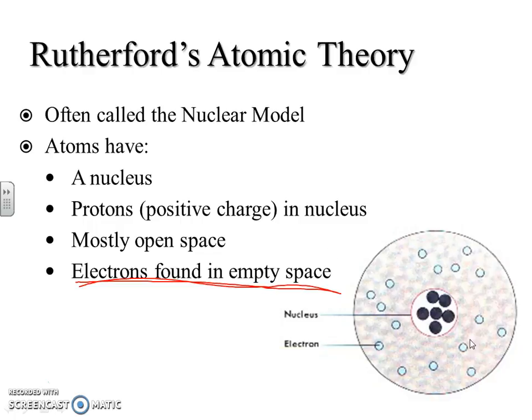His atom, if you were to just kind of draw it with your pencil, would kind of look like this, where you have a positive nucleus in the center with protons, and then you have your electrons that are kind of floating around here, but the area in between the electrons is now empty.